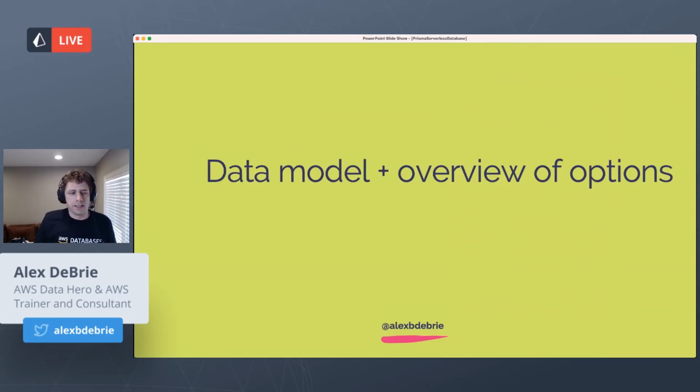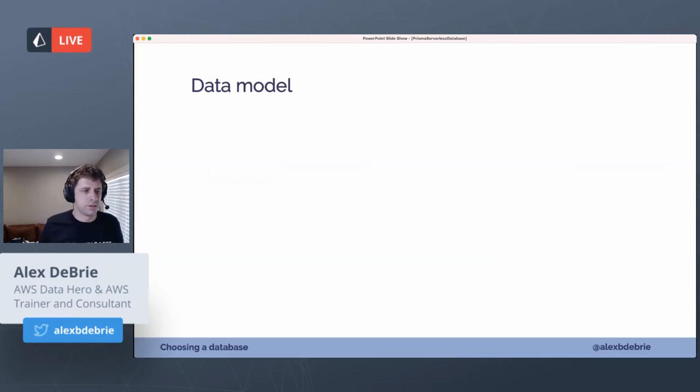But let's hop in and start with the different data model options you have, and really the overview of the different options within those data models as well. When we talk about data model, I think the big elephant in the room that you hear about a lot is going to be SQL, right? The traditional relational database. A lot of people know it. A lot of people use it. So let's talk about the pros and cons of SQL.